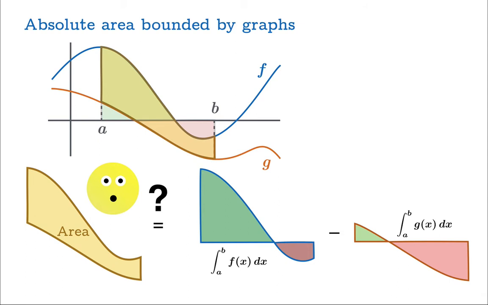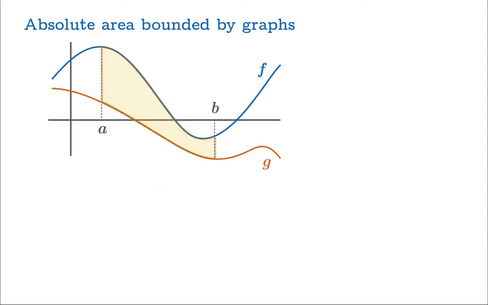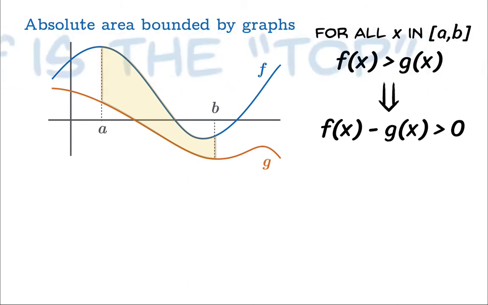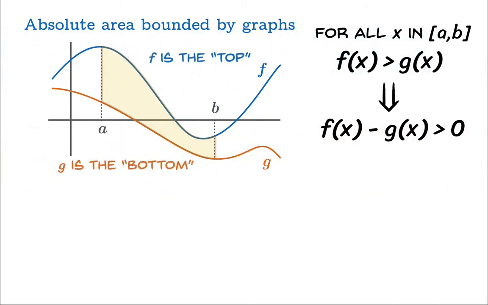So how would that work? Because the graph of f lies above the graph of g, we know that f of x is greater than g of x for all x in this interval. And that means the function f of x minus g of x is going to be a positive function on this interval. So we can imagine that the graph of f is the top of this object and the graph of g is the bottom of this object. And we can imagine approximating the absolute area as the sum of the areas of these rectangles right here.